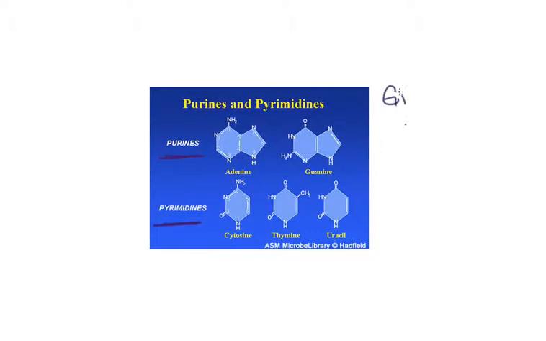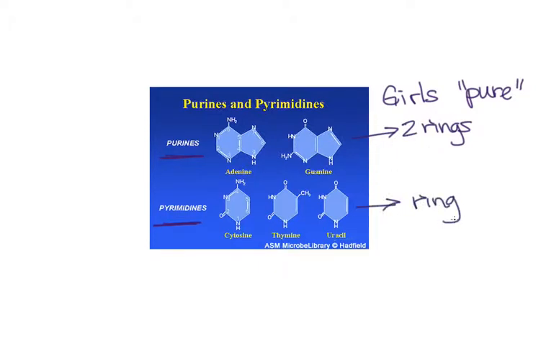Girls are the kind of girls who are pure, right? We're supposed to be pure. And that means that we wear a wedding ring when we get married. Well, we wear 2 rings. We have an engagement ring, and we have the wedding band. Guys, on the other hand, don't get an engagement ring. They just get 1 ring.